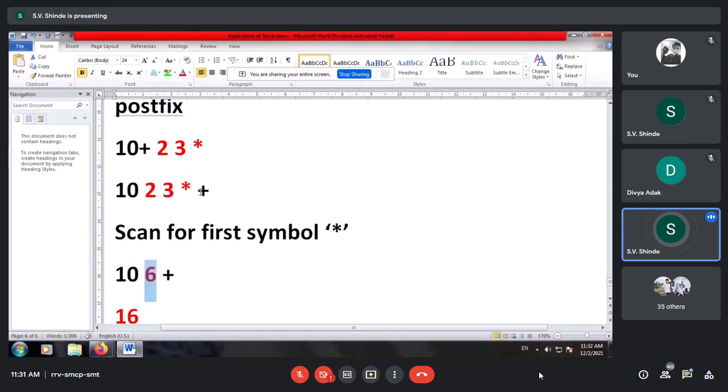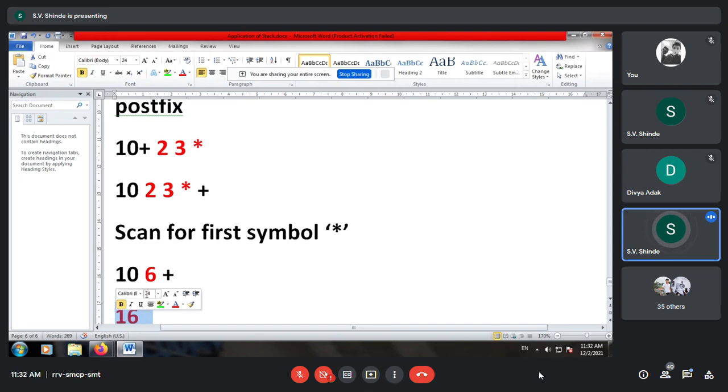And what is remaining after the multiplication sign is the plus 1. We put it as it is. Again we get the symbol for scanning, that is sum, that is plus. So 10 plus 6, we get the answer as 16.